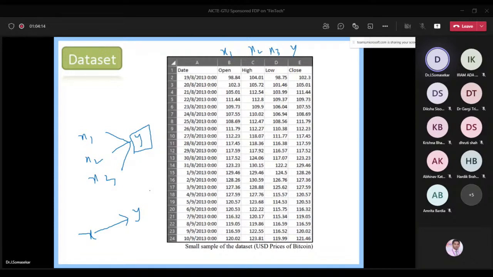And you can see the data. This is 2013. But if you want the latest data, I will show the data set once again. By using this, we can go for the USD prices of Bitcoin. So $110 like that, $98.